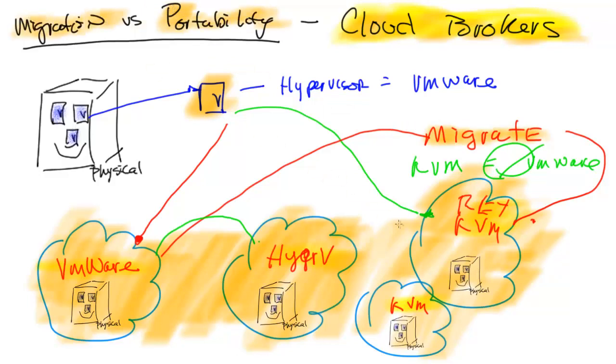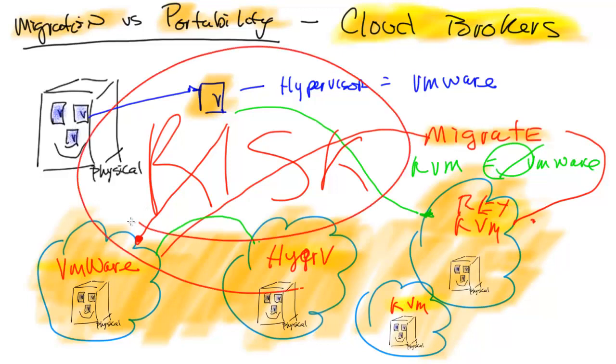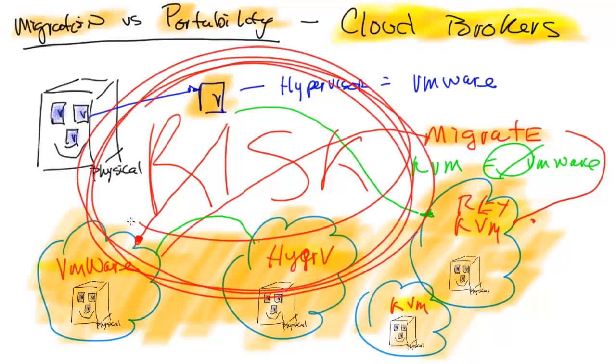And with that migration comes the number one thing that we all want to avoid, which is risk. So be very, very careful of how we move our workloads between cloud infrastructures based on the actual hypervisor that's running underneath and supporting that cloud infrastructure.